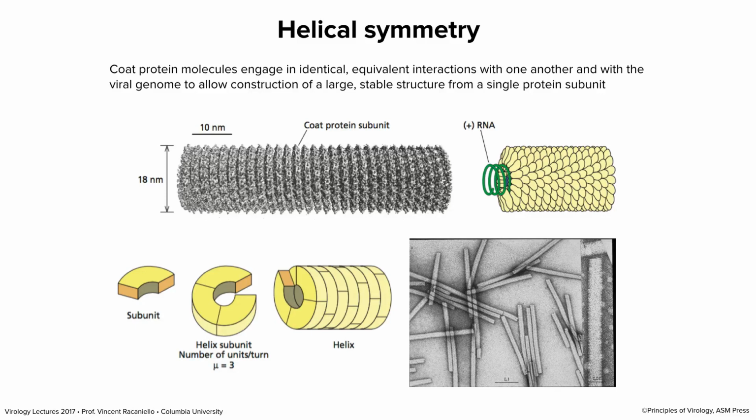All right, so we call this helical because the proteins together with the RNA form this helix structure. And you can see, again, the EM of tobacco mosaic virus, these are rod-shaped. The rods are nothing more than helices made up by these repeating interactions.